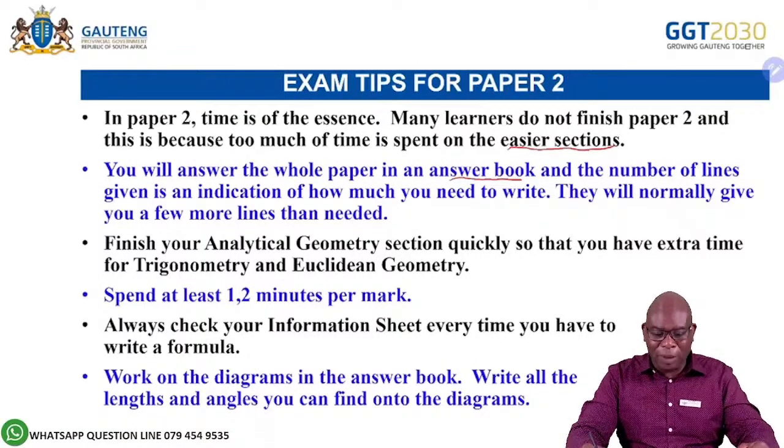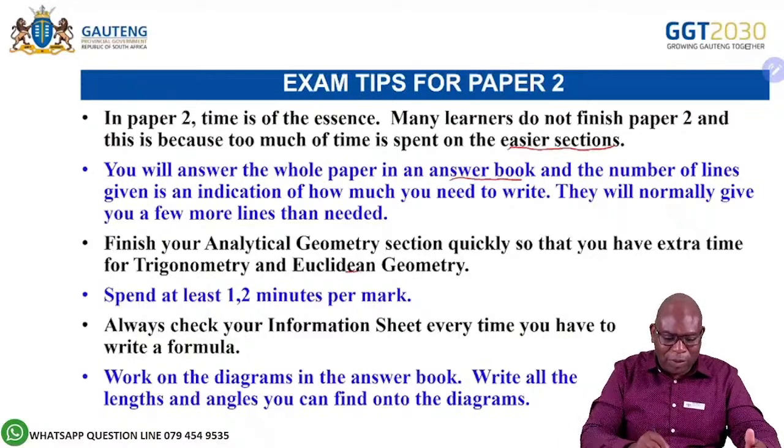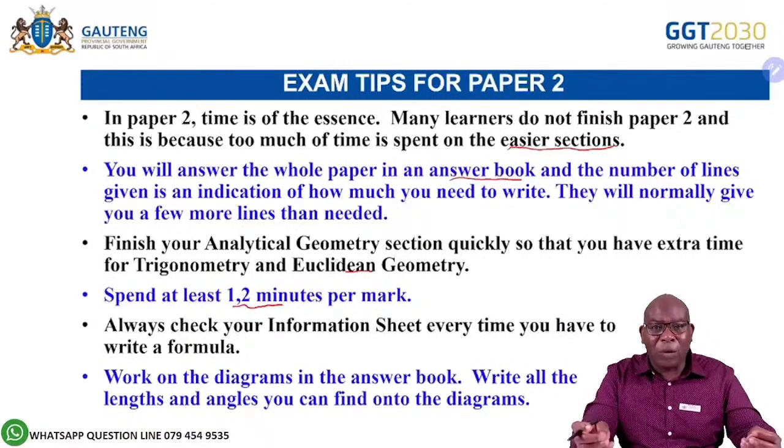So finish your analytical geometry section quickly, because that's an easier section, because all the formulae are there and you will be able to substitute in there, so that you have extra time for your trig and your Euclidean geometry. Spend at least 1.2 minutes per mark. So in other words, each and every mark is 1.2 minutes.